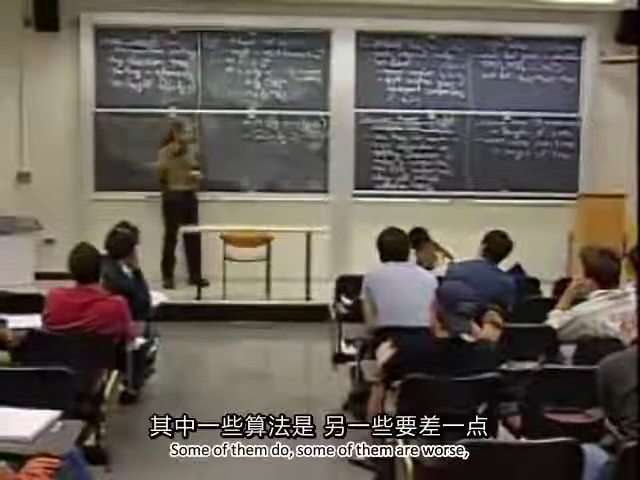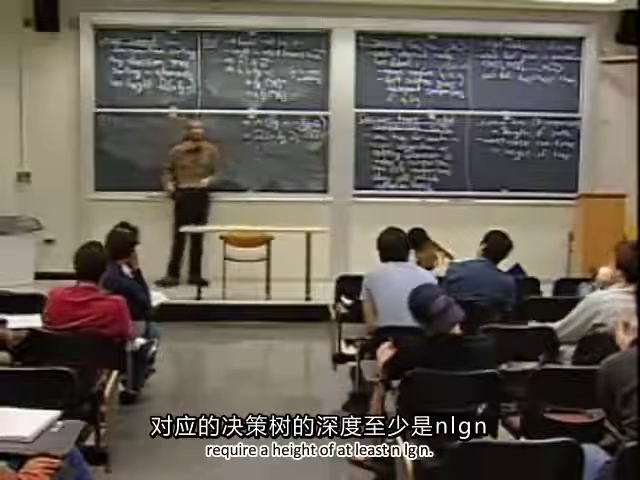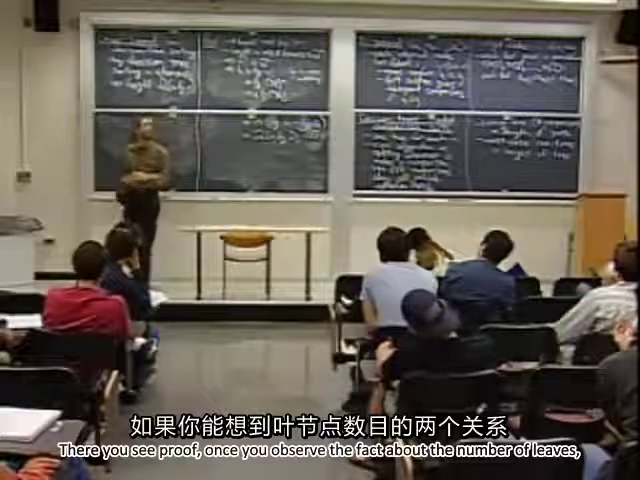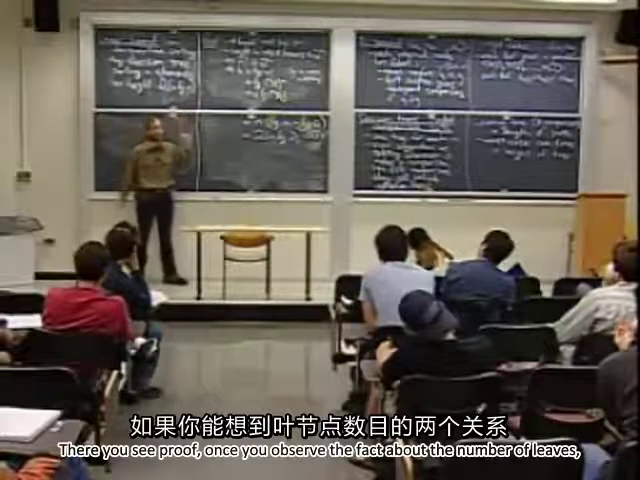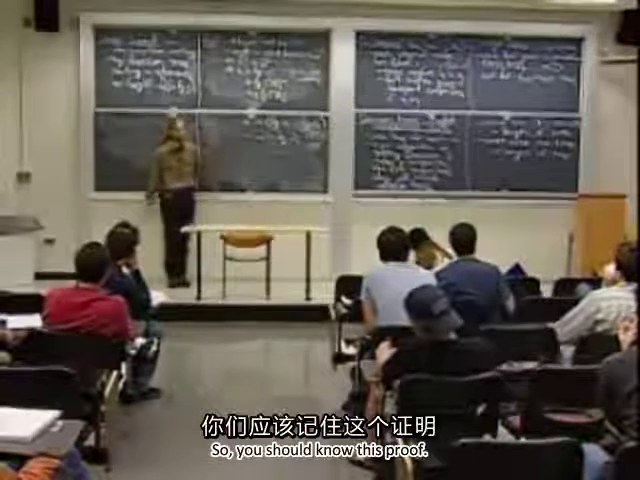Some of them do, some of them are worse. But this proves that all of them require a height of at least n log n. Very easy proof once you observe the fact about the number of leaves and if you remember Stirling's formula. So you should know this proof.